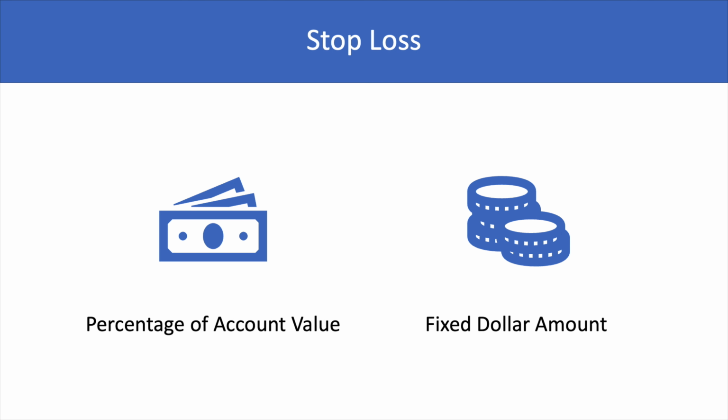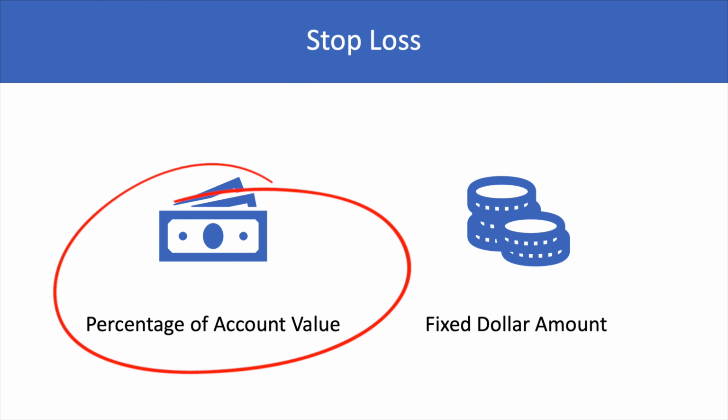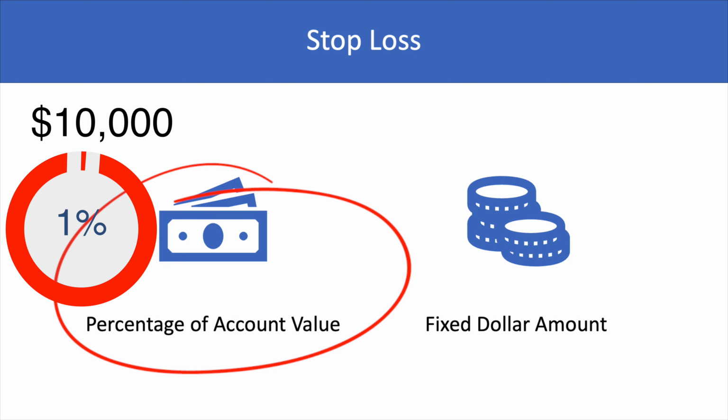There are two common methods here. Option 1. You can use a percentage of your account value where you can define that I will never lose more than 1% of the account value in a single trade. Let's say you have $10,000 in your account that is set aside for trading. So, you should never risk more than 1%, that is, $100 in a trade.